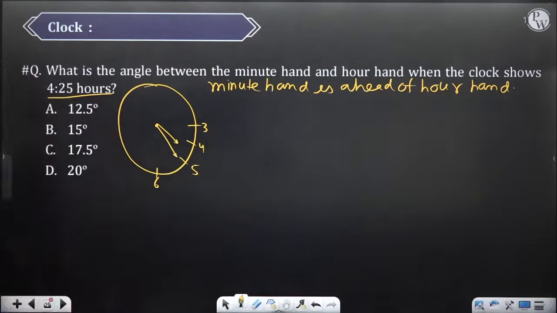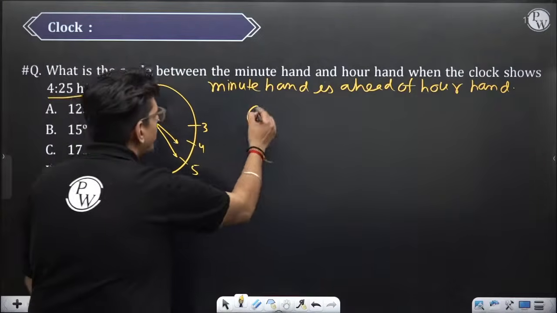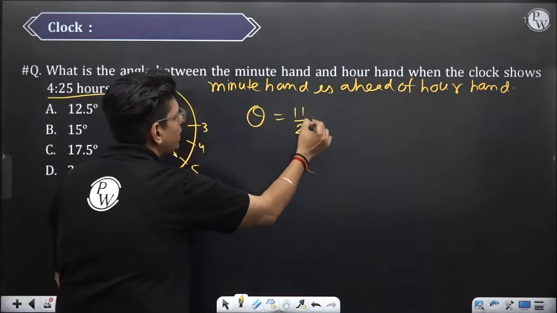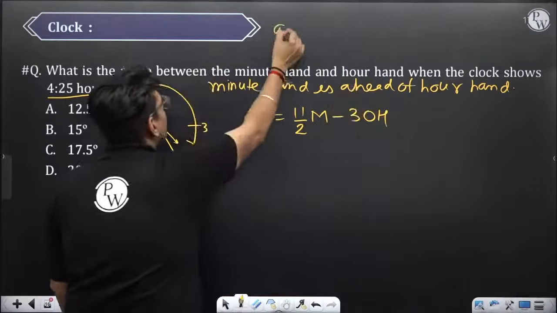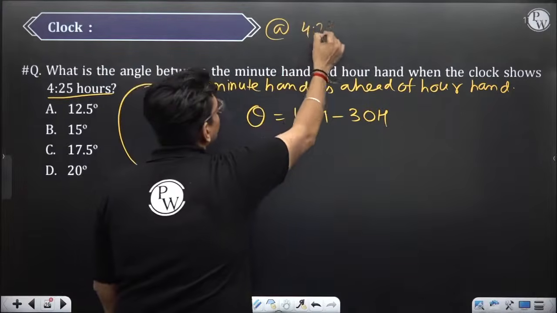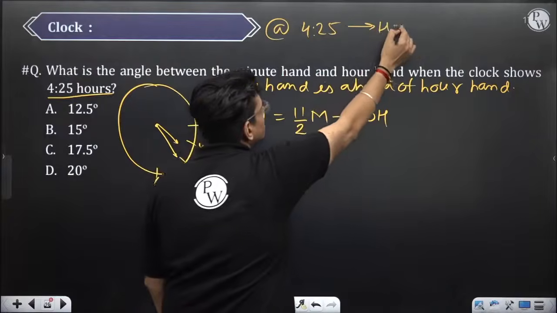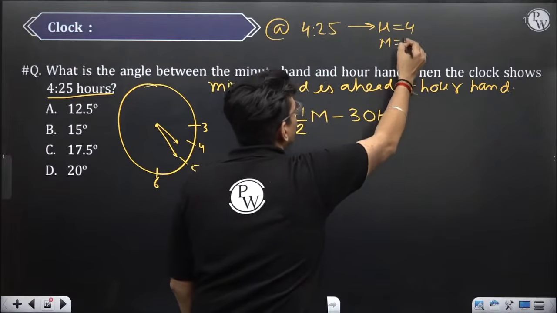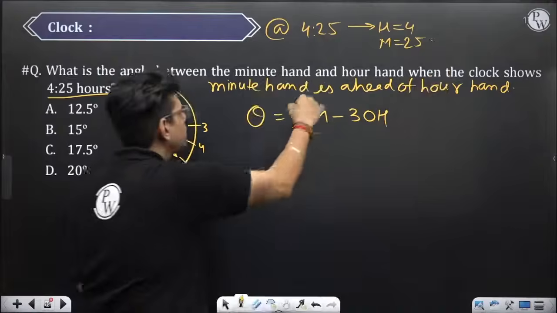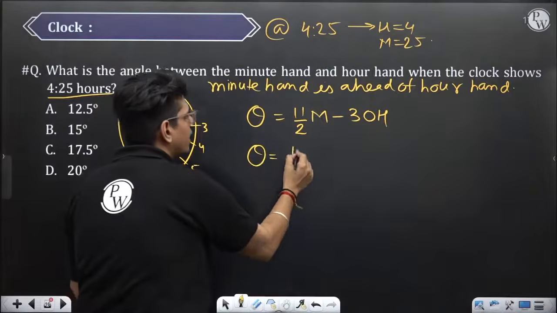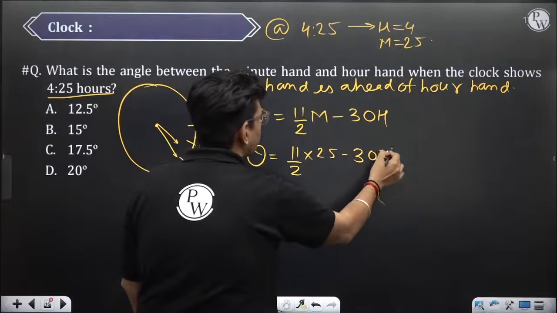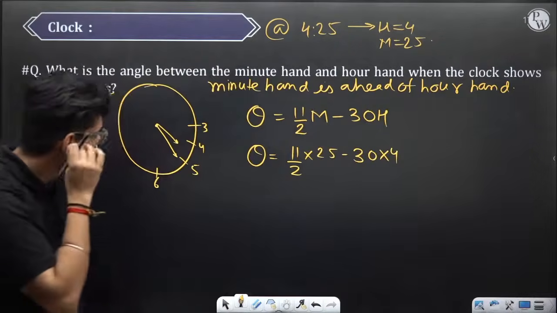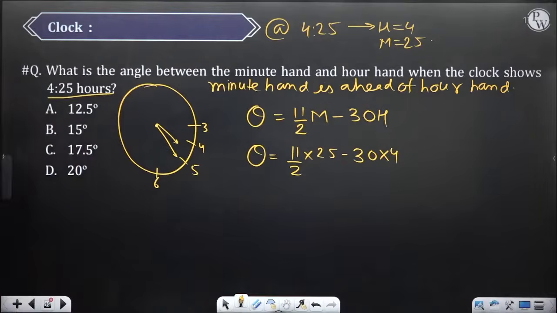Now what do we have? 4:25 hours. What is the angle? So angle is given by 11 by 2 m minus 30 h. At 4:25, h is 4, m is 25. Let's put those values here to get the angle theta. 11 by 2 into 25 minus 30 into 4. Right? Can you calculate this?